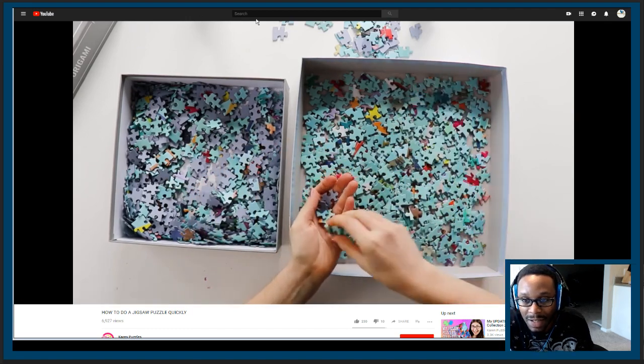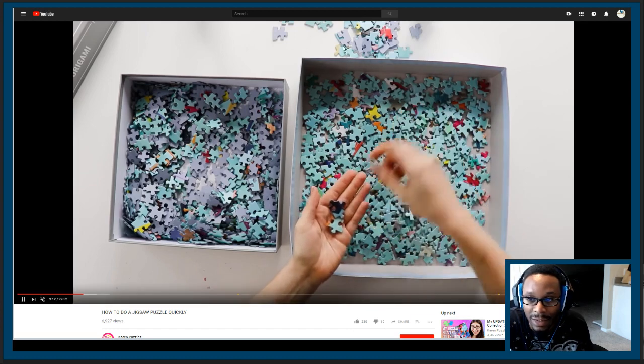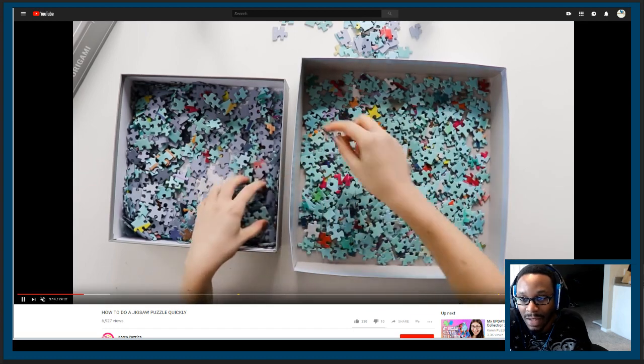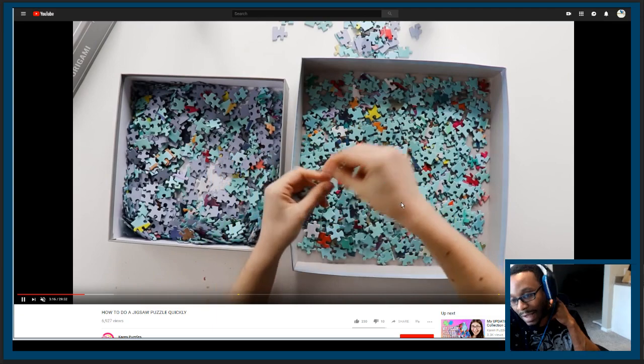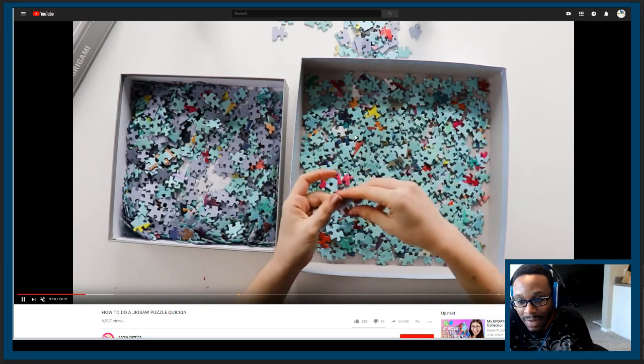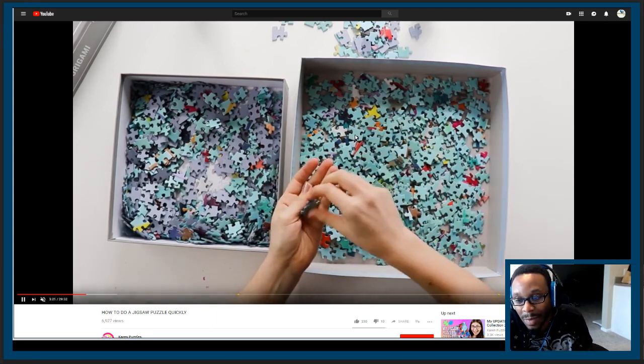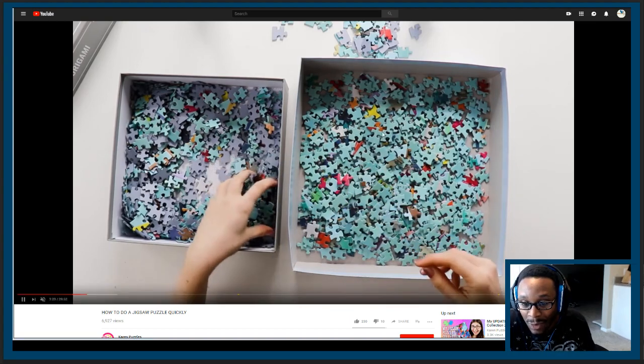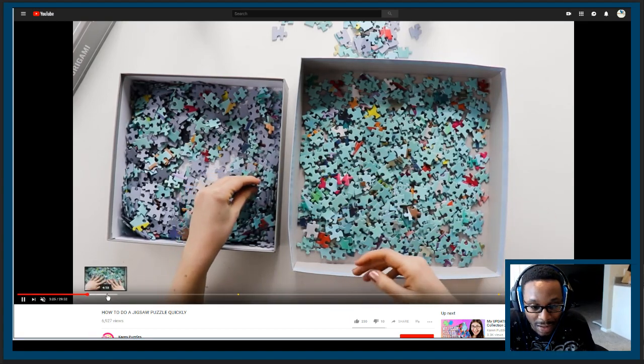Like, if she put an edge piece and forgot to include it on the top, she could easily sort that out later. It's not like it breaks her entire system because she made one mistake or she found out that one of her examples belongs in this category versus the other. So yeah, she goes through like that.